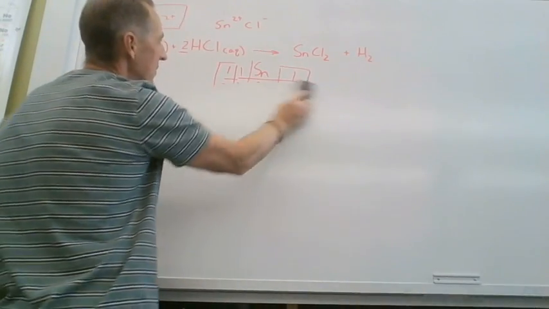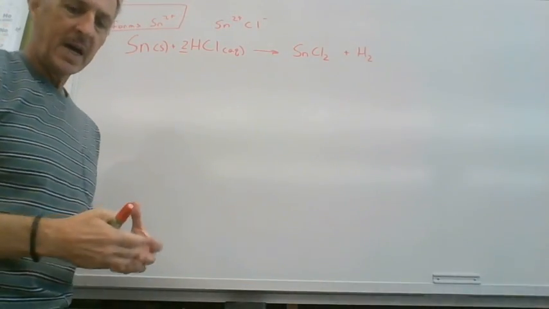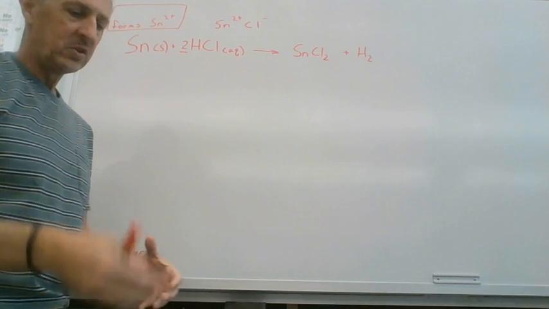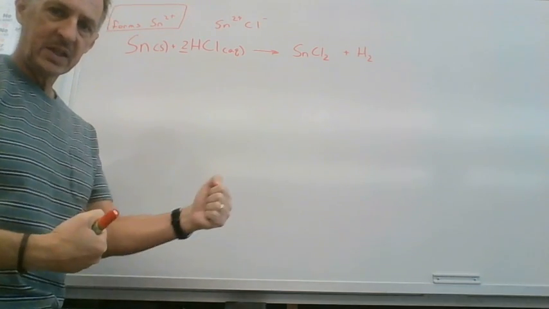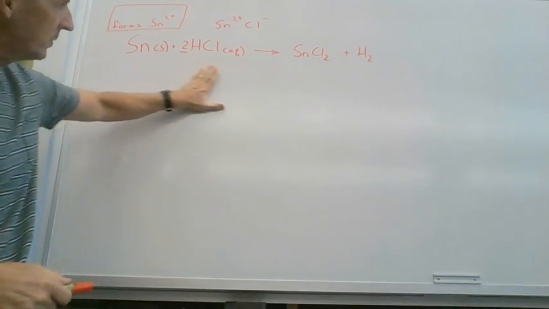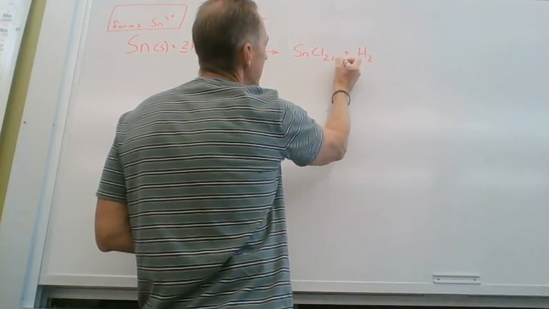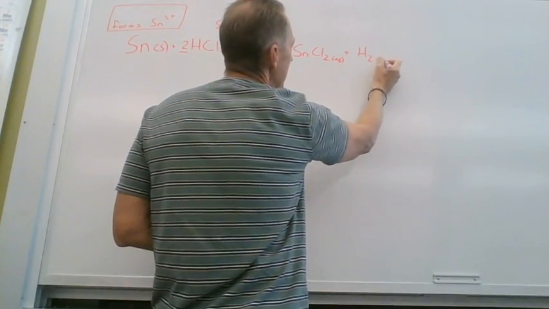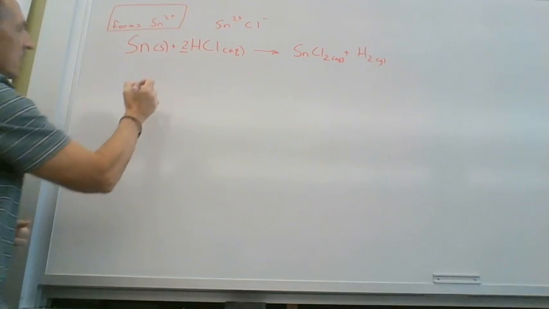So what we haven't really talked about in the lab is what are called redox reactions, which means it's an oxidation reduction reaction. So we have a transfer of electrons. One thing is transferring electrons to something else. So what we should do is put our states of matter in there. And then we should write this as an ionic equation.